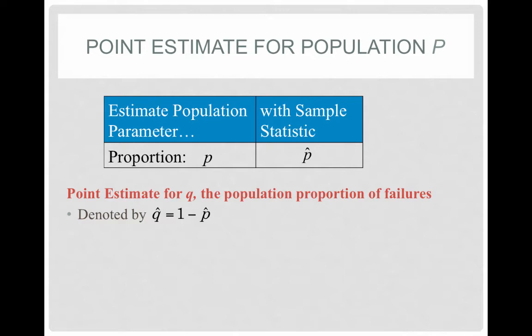The point estimate for q. You've heard "mind your P's and Q's." Well, it comes from math. P is the successes, Q is the failures. So this italicized q is the population proportion of failures, and we're going to estimate that with q hat, which is just 1 minus p hat. P hat is the proportion of successes. If we want the proportion of failures, we just subtract our successes from 1.